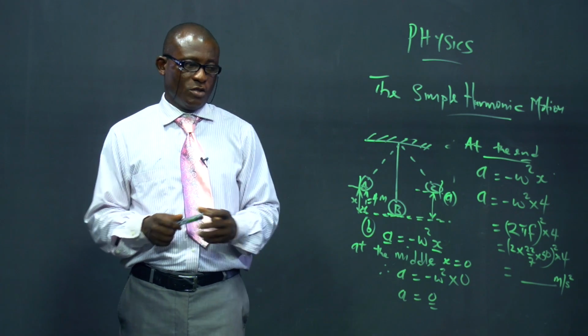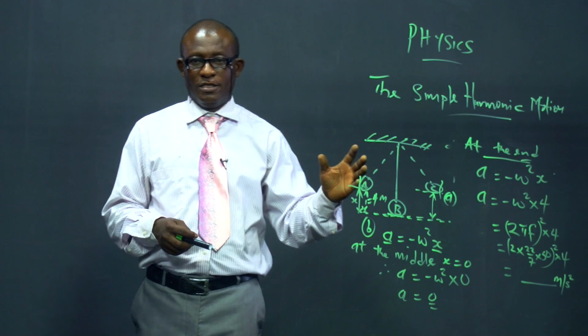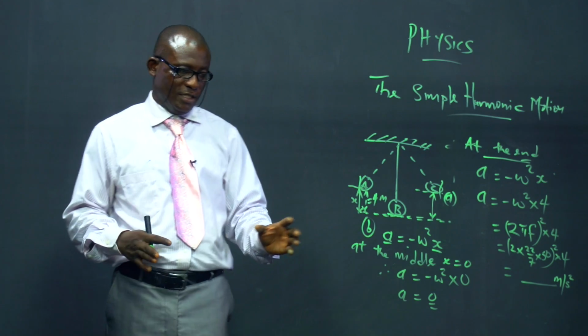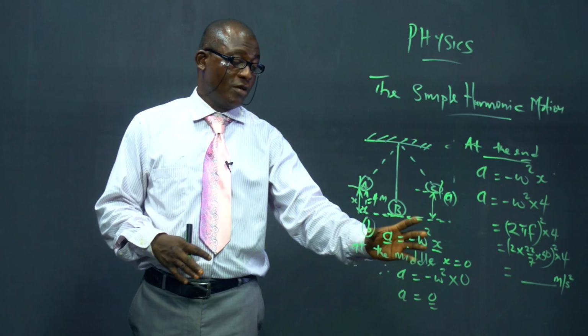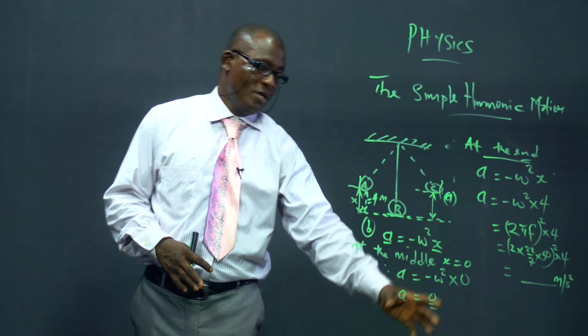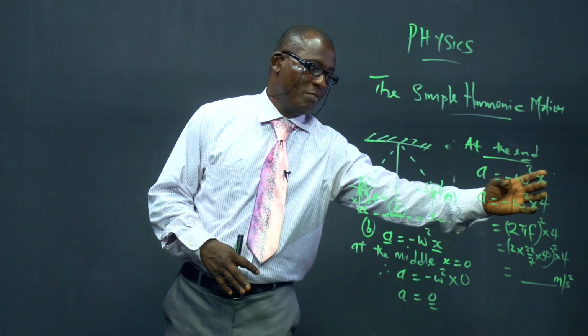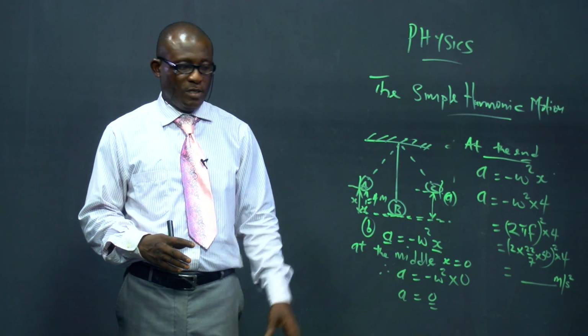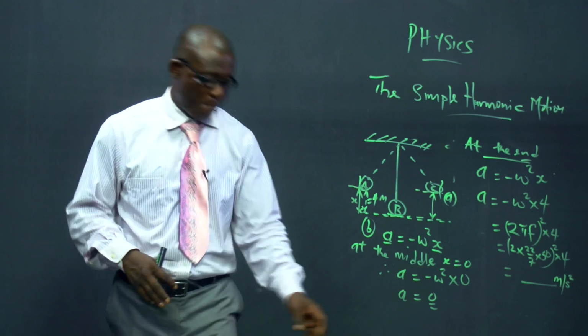The third part of the solution asks us to find the velocities at the middle and at the end. You can see for the acceleration, at the middle it is 0, and at the end it remains minus omega squared multiplied by 4. Let's go to the next solution.